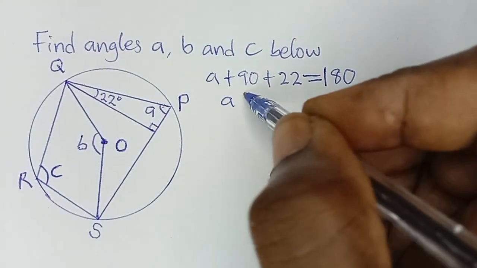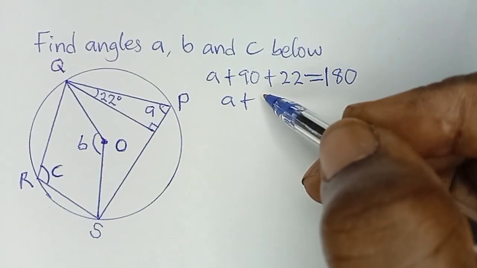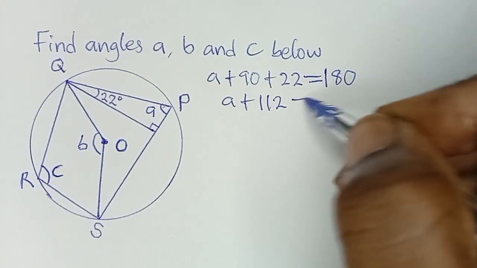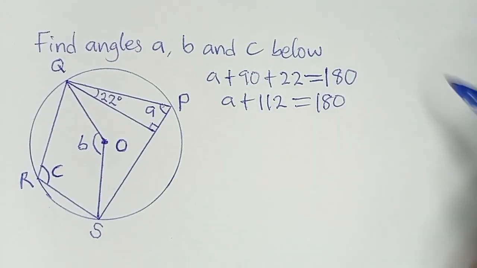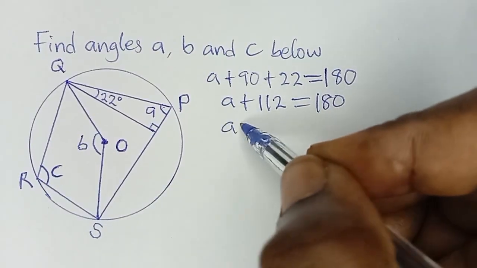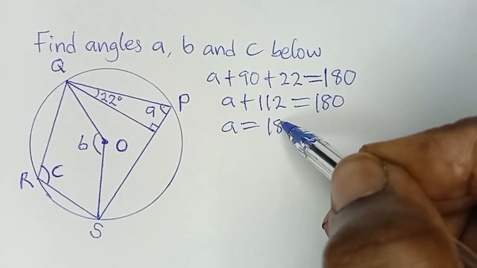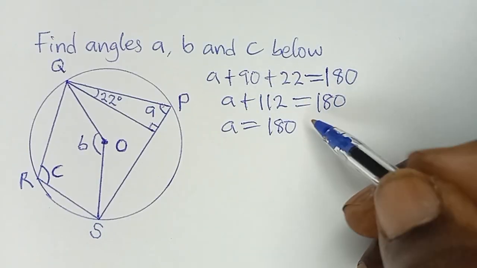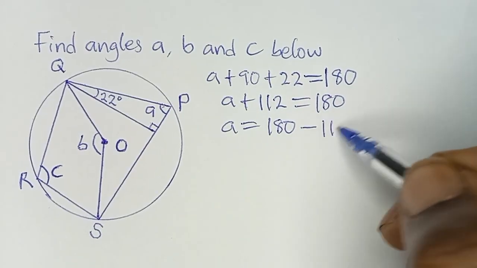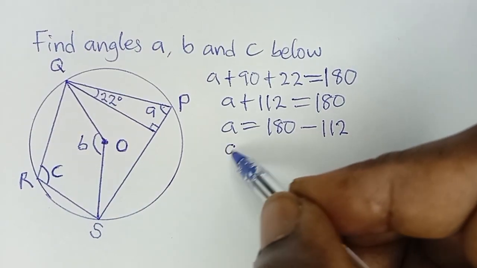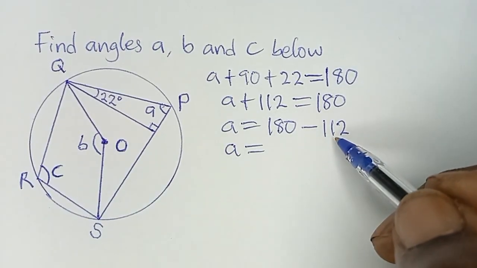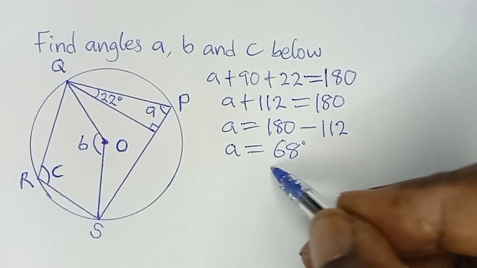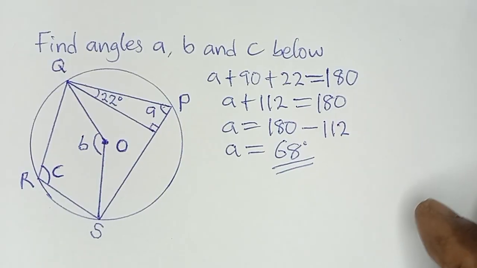So I can say A plus 90 plus 22 is 112 and is equal to 180, which is this value here. So A becomes, writing 180 on this right hand side, and then this positive 112, when it crosses to the right hand side, it becomes negative 112. And then from there, I have A is equal to 180 minus 112, which will simply give me 68 degrees. So angle A is 68 degrees.